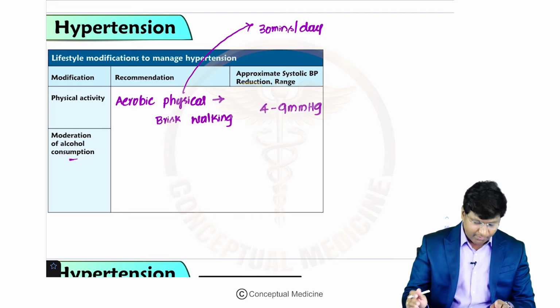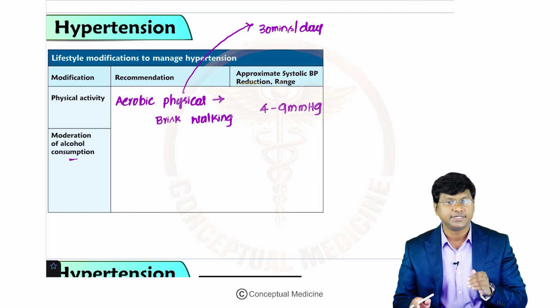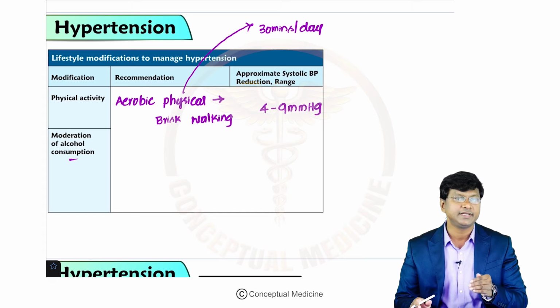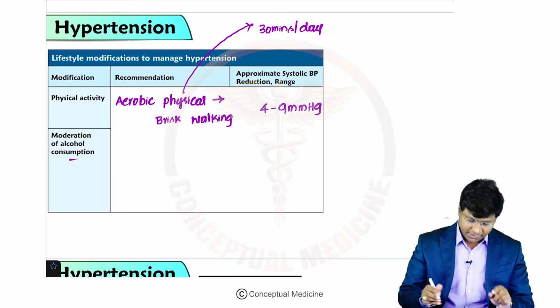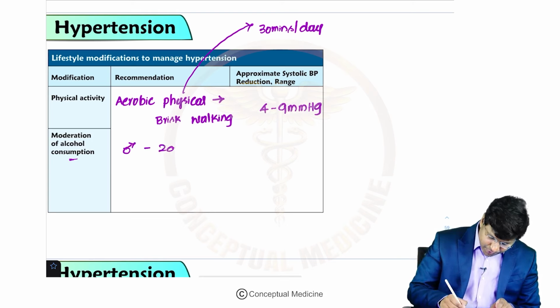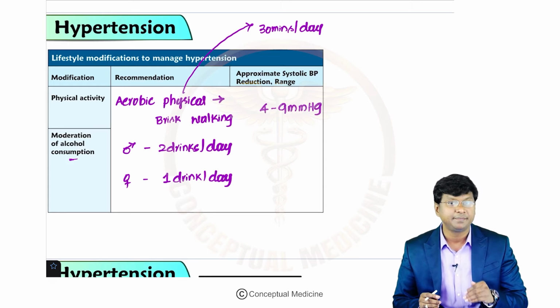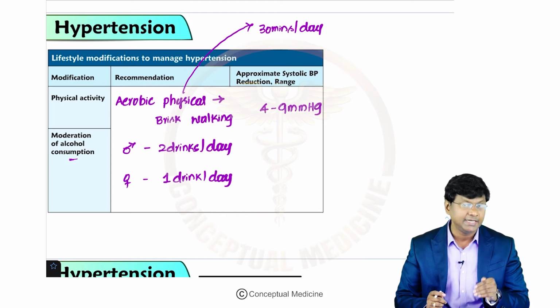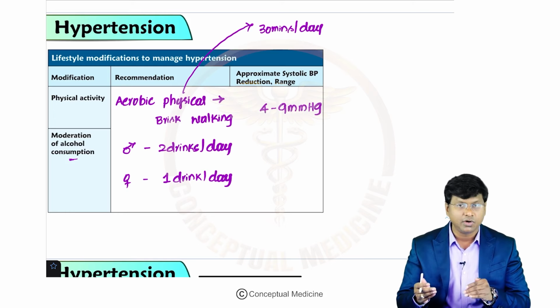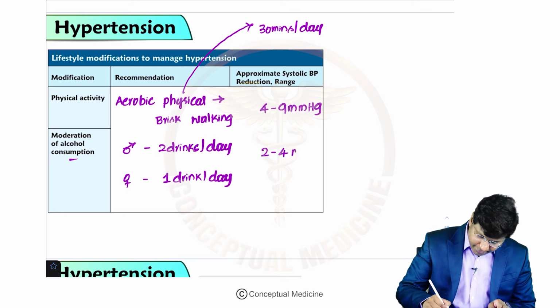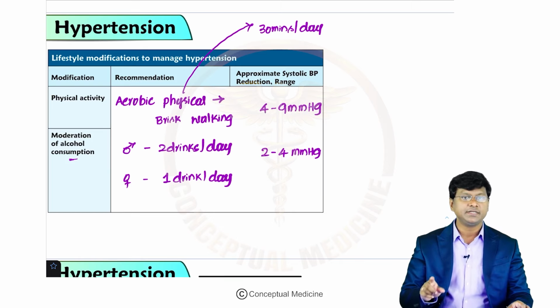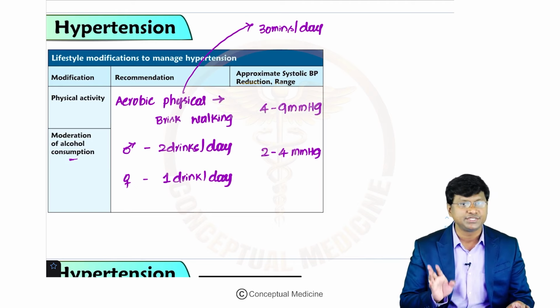Next, coming to the moderation of alcohol consumption. So when the individual has limited consumption of alcohol, no more than 2 drinks per day in males, whereas in females, up to 1 drink per day. One drink means 30 ml of alcohol. This can also reduce the blood pressure by 2 to 4 millimeters of mercury. So please remember, lifestyle modifications are also very important to manage hypertension.